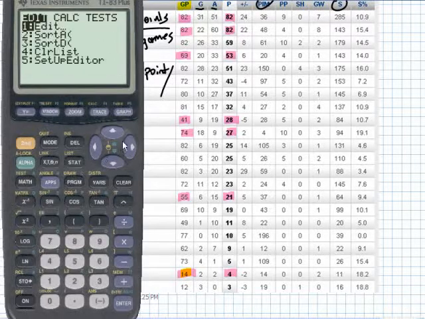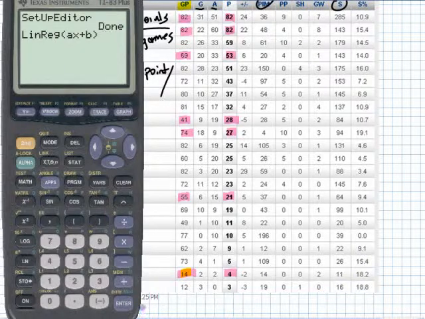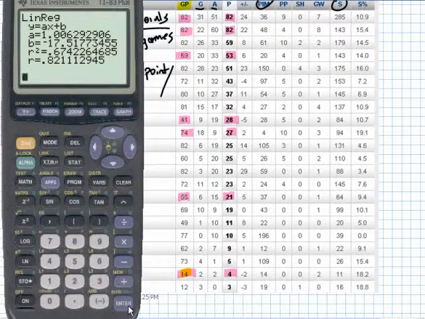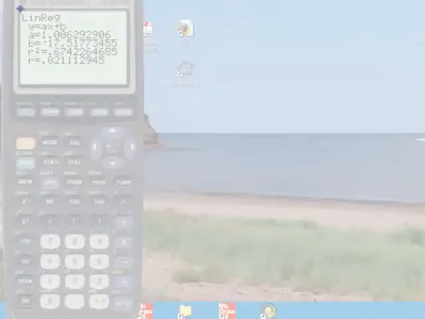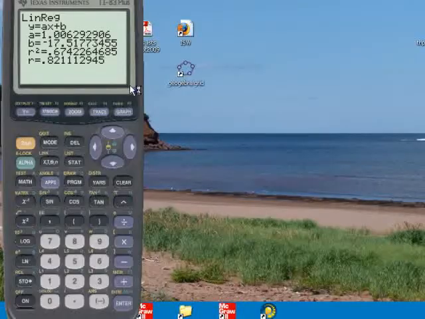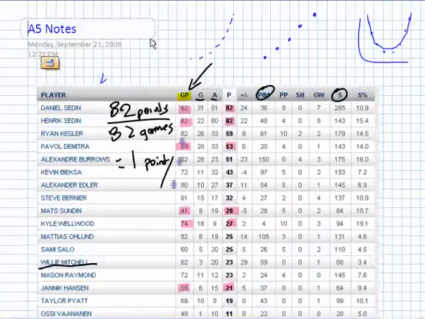You can go to stat, over to calc, down to linear regression, and it'll give you the equation that best fits those points. So it's going to tell you that. I'm going to put this over here so we can write on it. We'll be back in a second. Where'd it go? Uh-oh. Let's try that again.